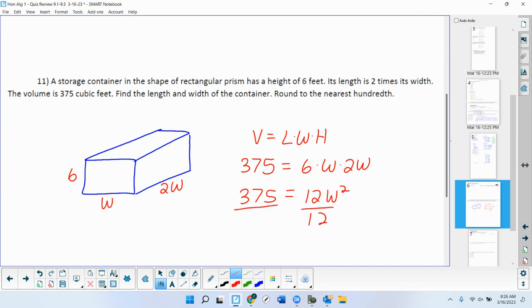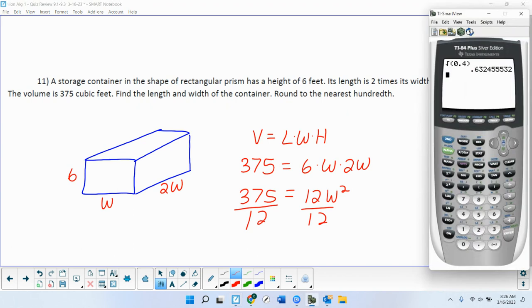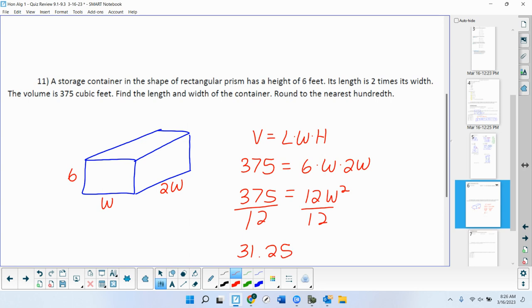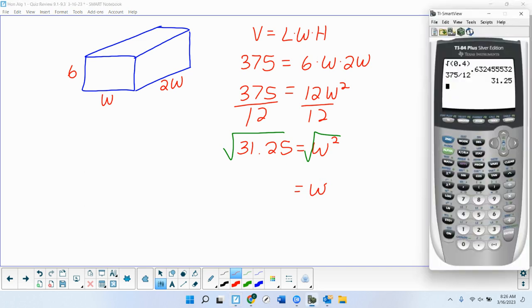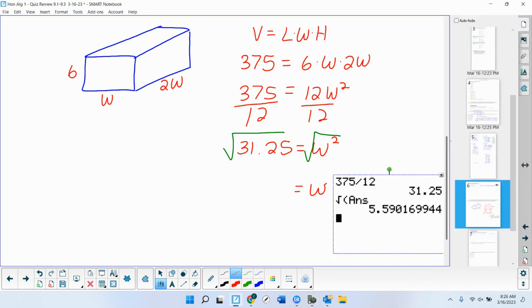Now, it does say round, so am I allowed to go ahead and divide 375 by 12? And when you do, what do you get? 31.25. So 31.25 equals W squared. Now, what are you going to do? Take the square root. Now, do I need to worry about putting a plus or minus in front of this one? No. Why not? Because there's only one answer, since you can't have a negative length. Now, when you take the square root of that answer, what did you get? 5.59. So what would that be to 2 decimal places?